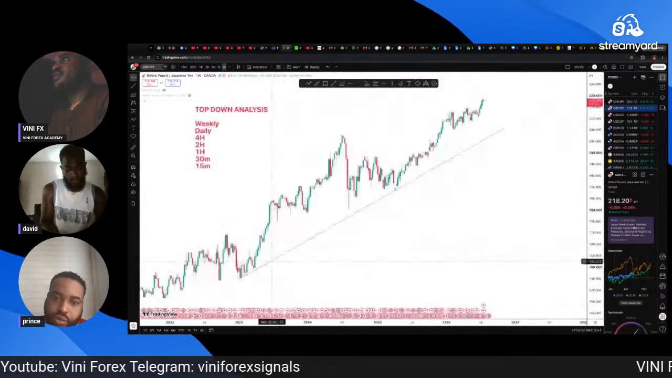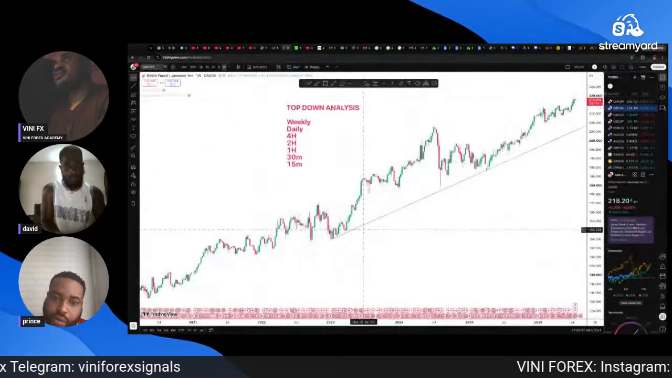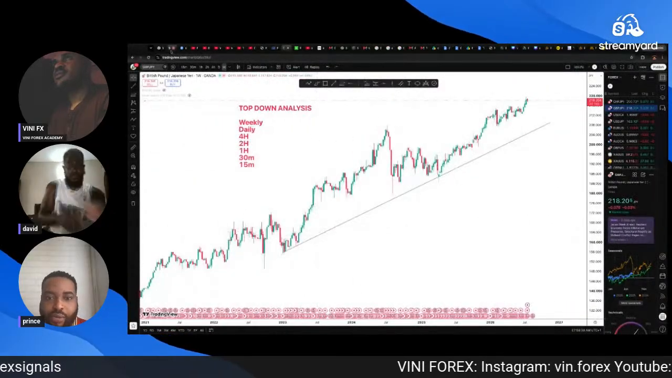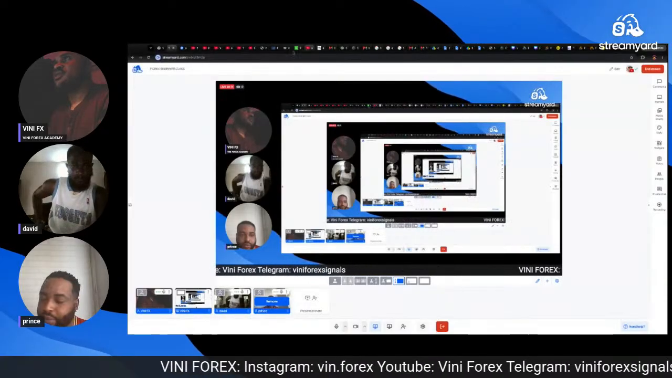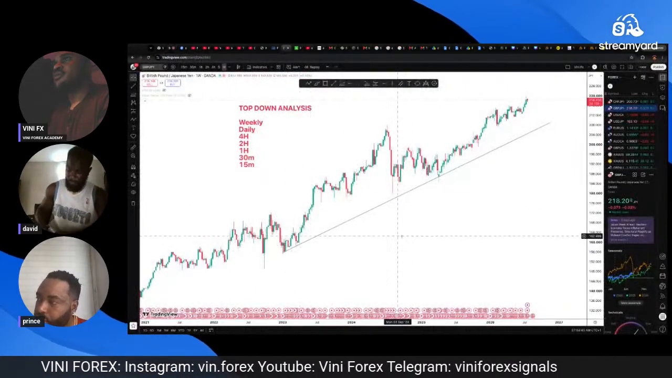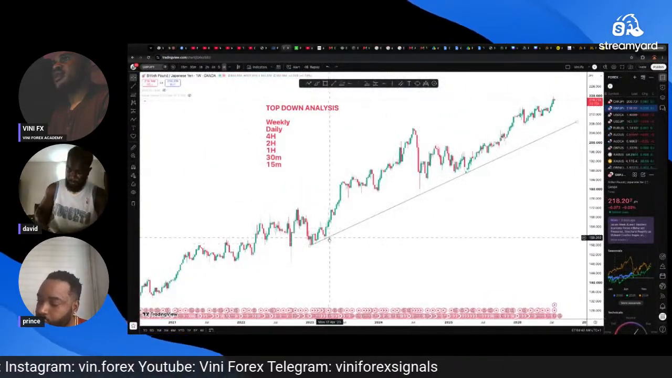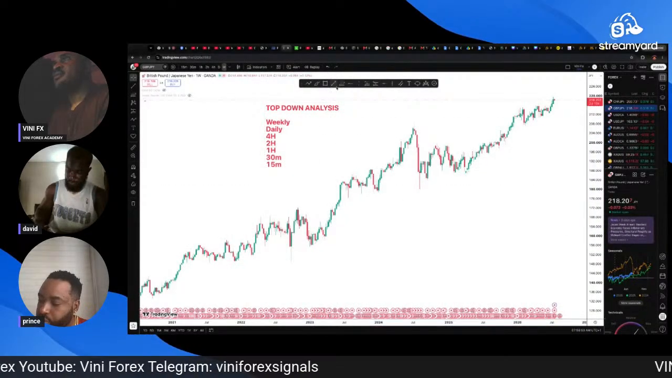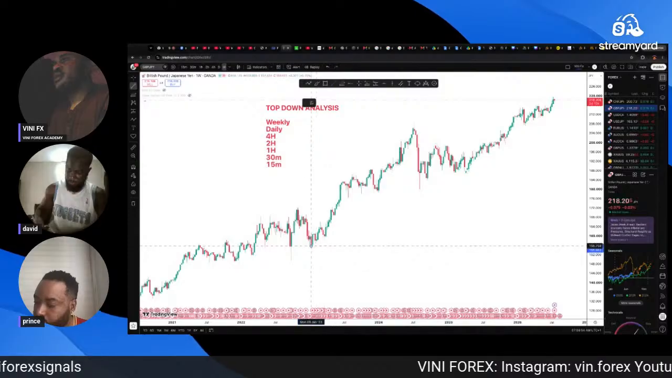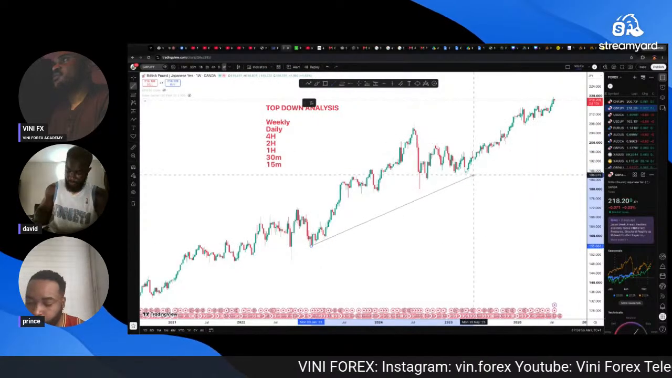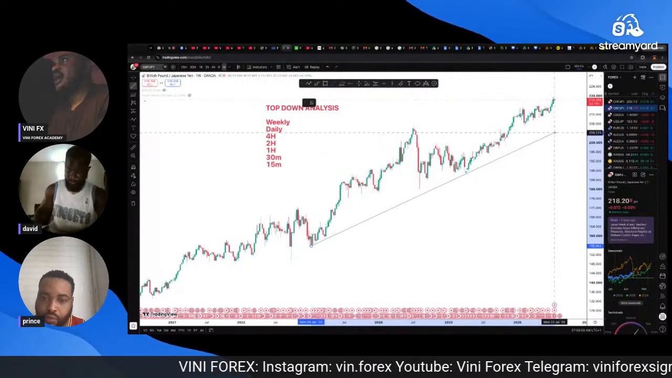A trend line must have what? Two touches before it is valid. So right now I placed mine. Let me delete it again. I started from here, and then you see it touched here, and then it touched this point, and then I extend it to the future.